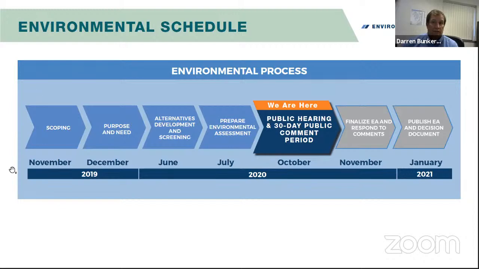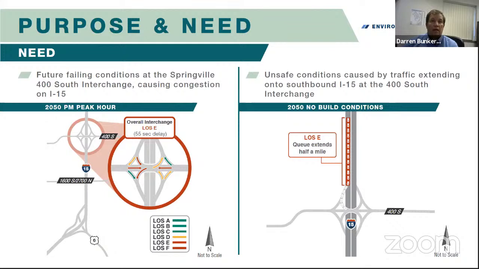Next, I'd like to talk about the purpose and need for the project. We have identified for this project a few needs along I-15. First is that in 2050, delays occurring during the PM commute hours at the 400 South interchange will result in congestion along I-15. That congestion, in turn, will create a queue which will be approximately half a mile long onto I-15, the traffic going southbound at the 400 South off-ramp. And this condition creates a very unsafe condition, as you can imagine.